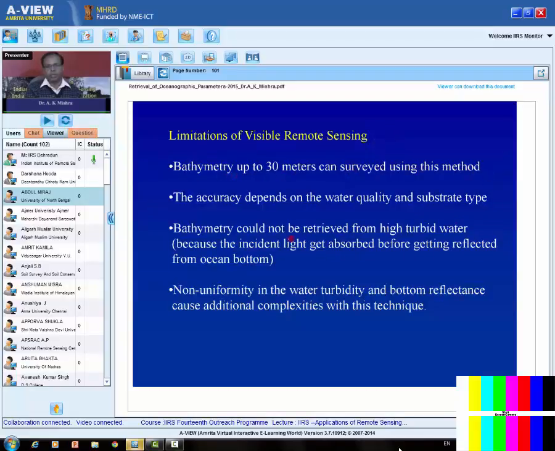surveyed using this method, and the accuracy depends on water quality and substrate type. And bathymetry could not be retrieved from highly turbid water because the incident light gets absorbed before getting reflected from the ocean bottom. And non-uniformity in the water turbidity and bottom reflectance cause additional complexity with the technique.